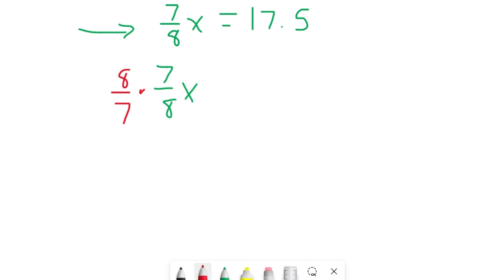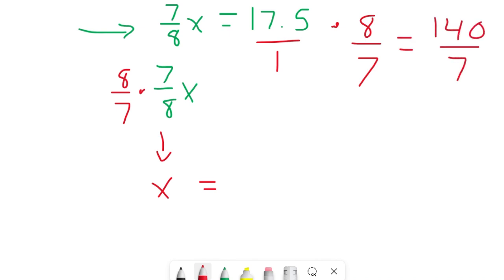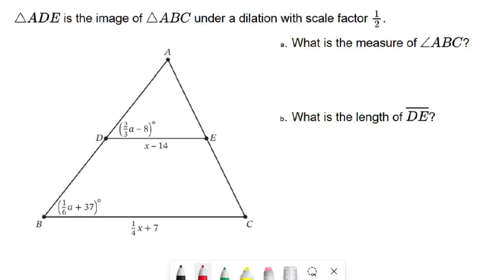And then on the other side, we're going to take 17.5, multiply by 8, and divide by 7. So we're going to get 140 divided by 7, which in fact is 20. So x equals 20. If we want to find out the measurement of DE, we say 20 minus 14, and 20 minus 14 is 6. So DE is 6.